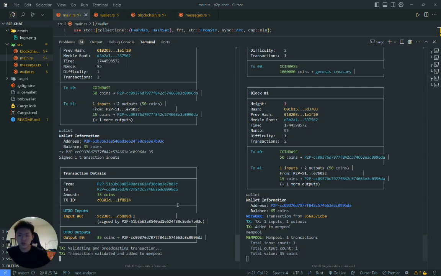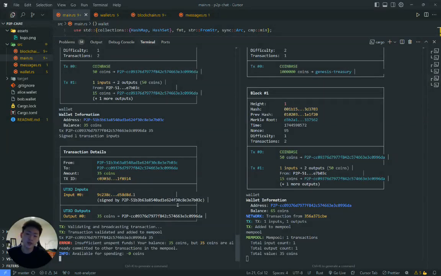If we try to create another transaction referencing that same unspent transaction output, this should not go through. Yes, and we get an error in the log because those 35 coins have already been committed in another transaction in the mempool, meaning that the unspent transaction output has been referenced and it can only be referenced once.